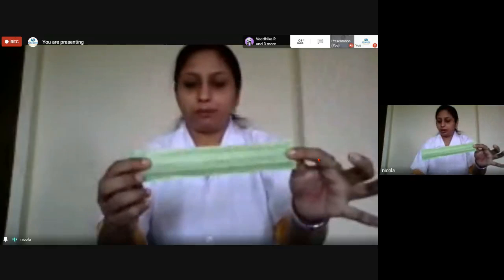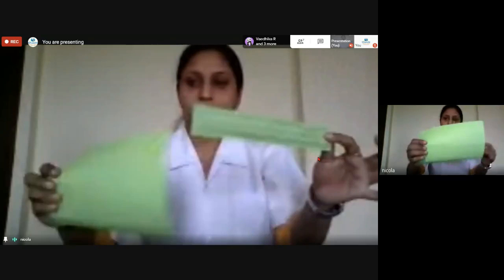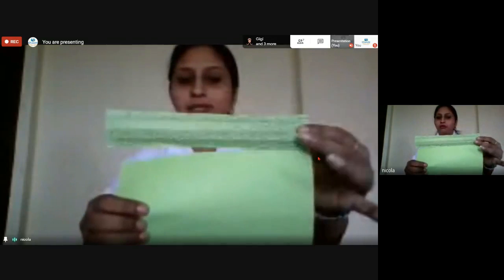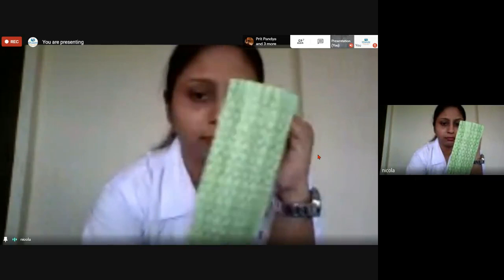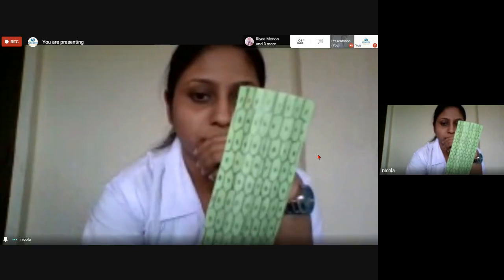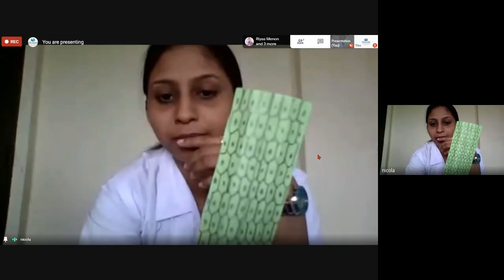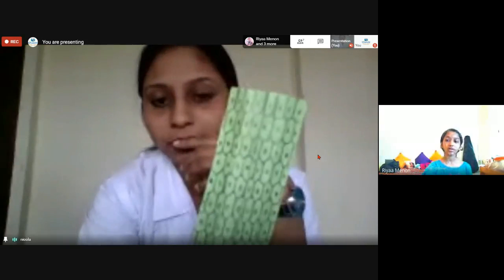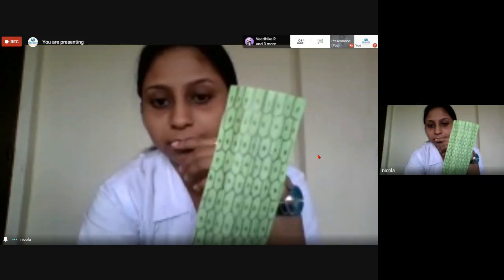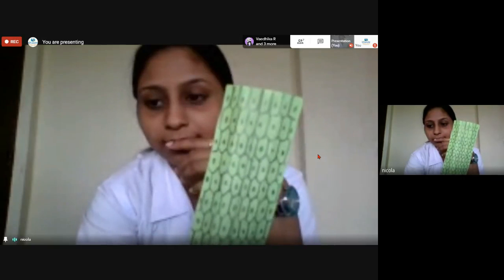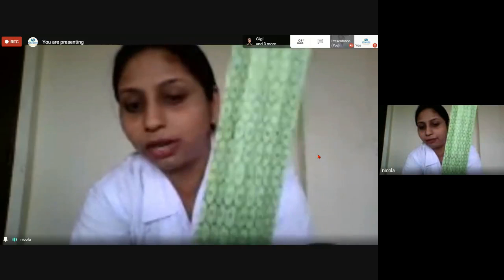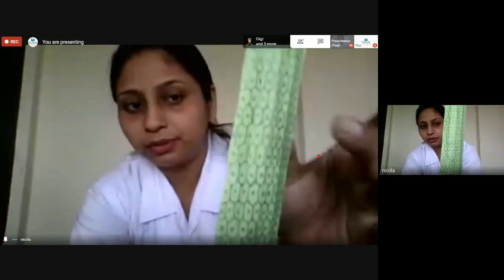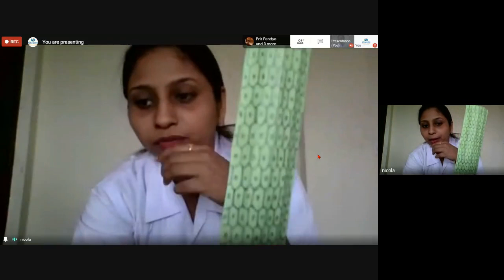You'll cut a strip of the green paper. Can you all see what I have done? Is it visible? You'll have to make such markings on the paper. Is it visible to everyone? Yes, ma'am. So this is what you'll have to do on the entire length of the paper with the help of the pencil.